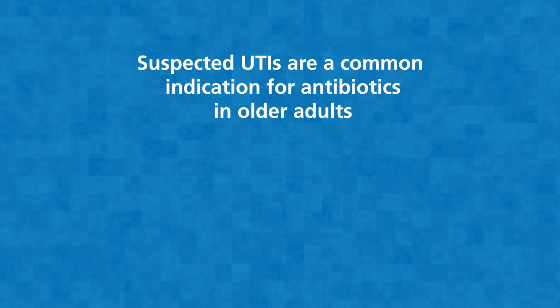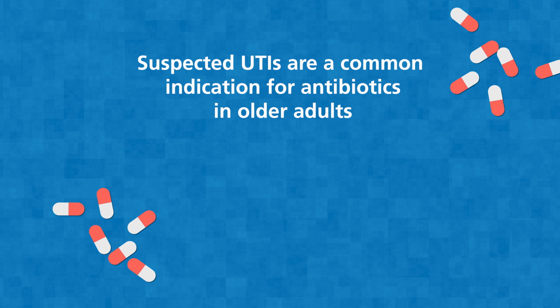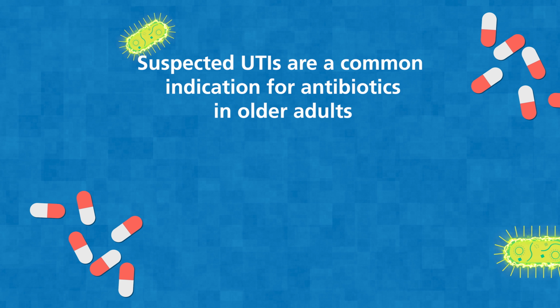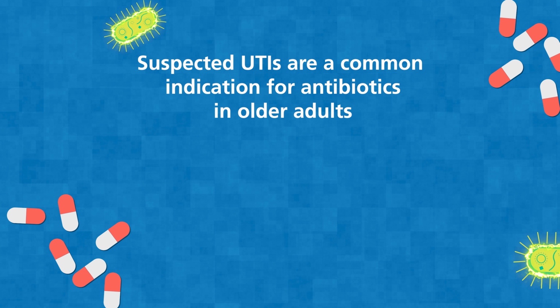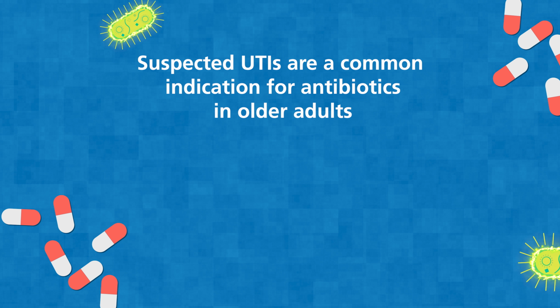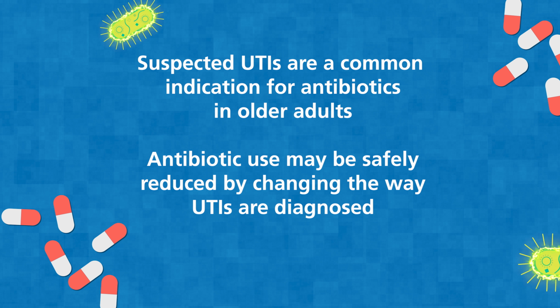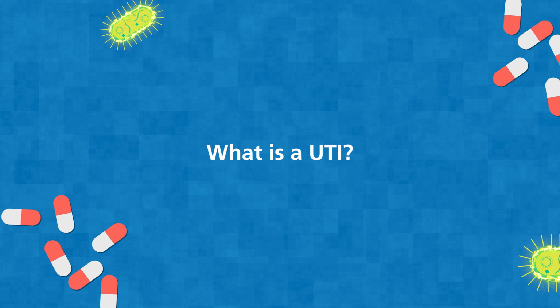We know that suspected UTIs are a common indication for antibiotic prescriptions in older people, especially in the care home setting. Quality improvement projects, such as the To Dip or Not to Dip project, have shown that antibiotic use may be safely reduced in this context by changing the way that UTIs are diagnosed, and we will discuss why this might be beneficial. But first, let's recap what a urinary tract infection is.